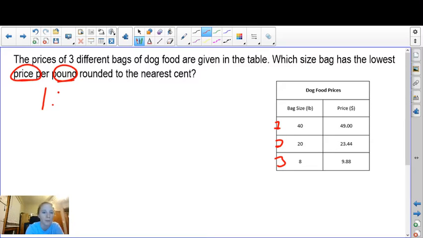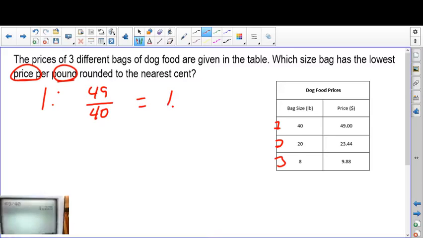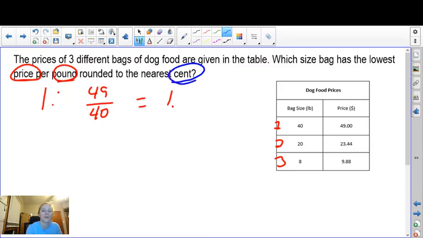So I'm going to start with my $49 divided by 40. And again, I don't know this one off the top of my head, so I'm going to grab a handy dandy calculator. I'm going to do this again so you can see it. I get 1.225. Well, it tells me in my directions the nearest cent or the nearest penny. So I need 2, 3. So $1.23 per pound.